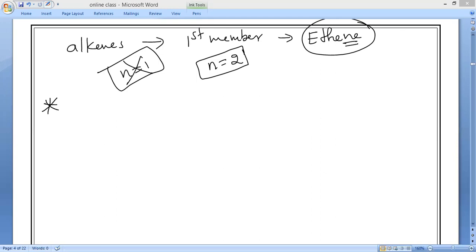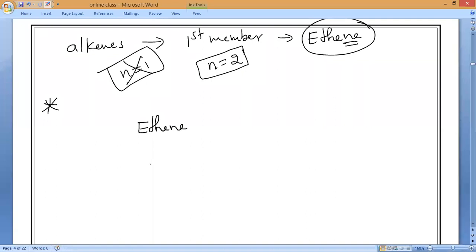Okay, write it. First, ethene, what is the formula? Everybody, ethene formula. CH2 double bond CH2. Very good. So, addition reaction, ethene with hydrogen.